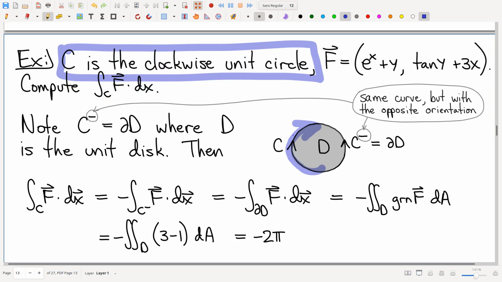Okay, what I can do is look at that curve, and then look by contrast at the exact same curve oriented the other direction. The exact same curve oriented the other direction is going the conventional direction around the border of that disk right there. So the C minus, you might call it, is a boundary.